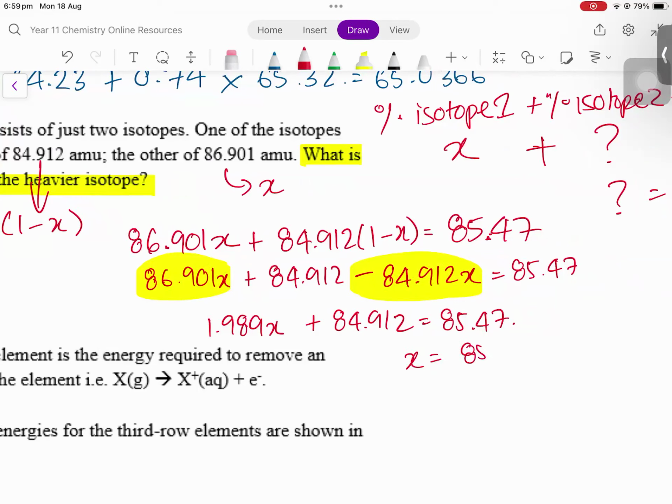And then all you're doing now is moving it around to solve for x, yeah? So 85.47 was on the right. I just keep it on the right. I bring my 84.912 over. It was a plus on the left, so when I bring it over, it's a minus. And then I divide the term with the x out, so 1.989. And then what do you get for x?